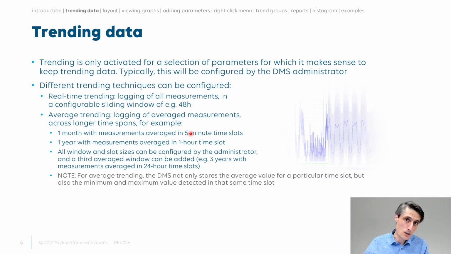Then if I go beyond 1 month in the past, you will go for 1 hour time slots. The 1 hour time slots are going up to 1 year. So by default, the DataMiner system will have 5-minute slices for 1 month and 1 hour slices for 1 year.